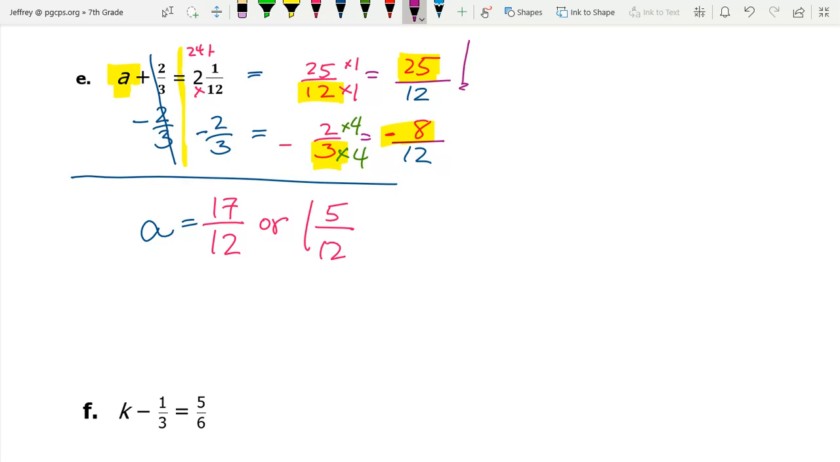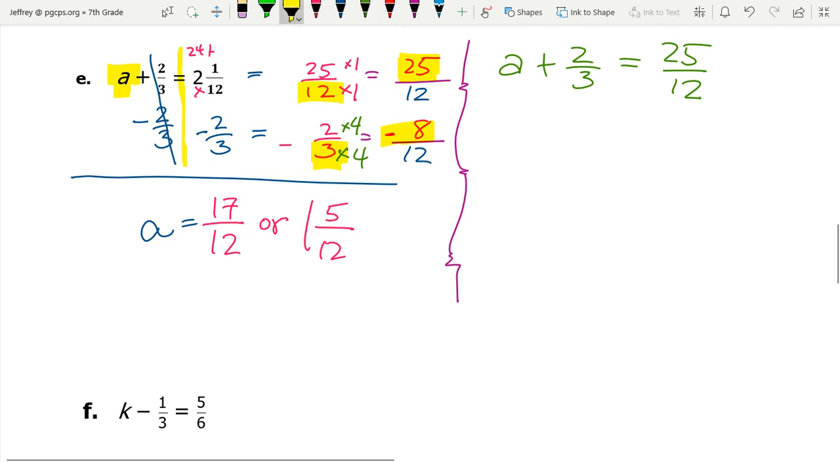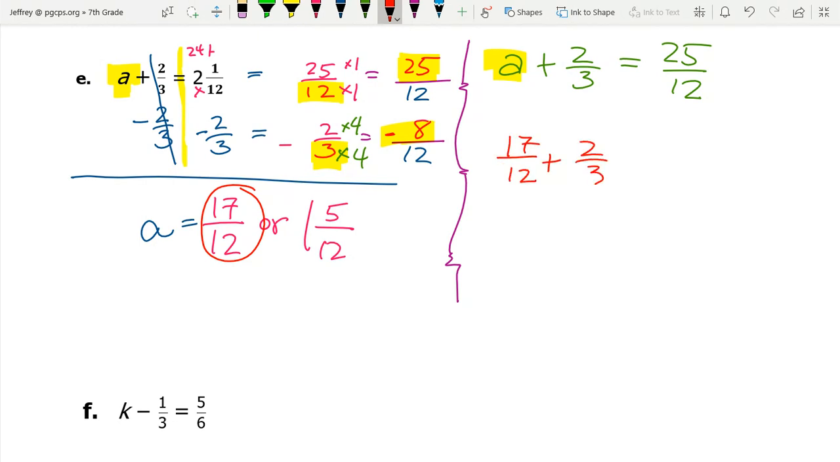Now, how do we check a fraction? When we check a fraction, I would personally use the original equation with the improper fraction. So you got a plus 2/3 is equal to 25 over 12. Now, 2 and 1/12 is the same thing as 25 over 12. So what is the value of a? A is 17 over 12. So 17 over 12 plus 2/3 is equal to 25 over 12. Remember, this is the check portion.